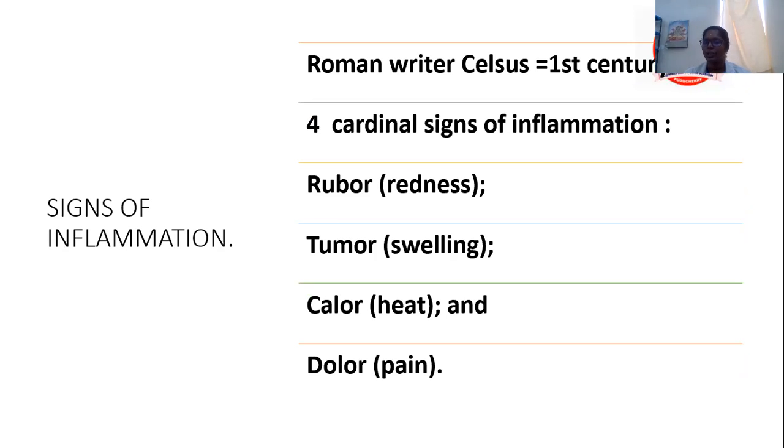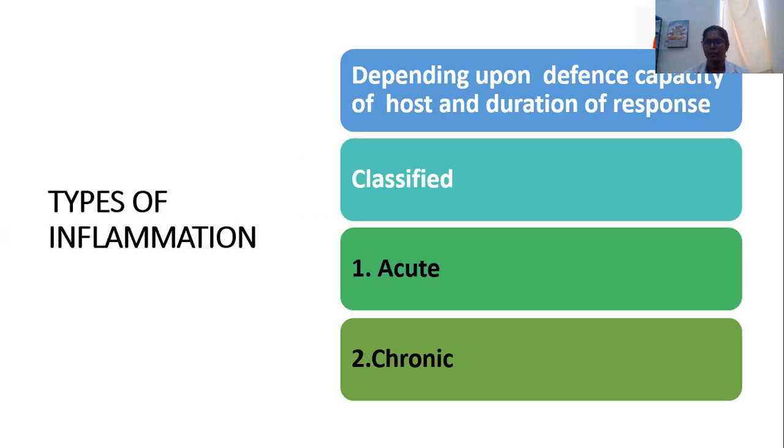The first century Roman writer named Celsus gave four cardinal signs of inflammation. They are rubor, which means redness; tumor, which is swelling; calor, which is heat; and dolor, which is pain. So the four cardinal signs of inflammation are rubor, tumor, calor, and dolor.